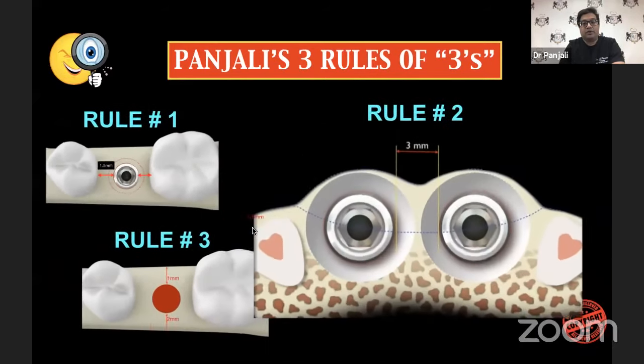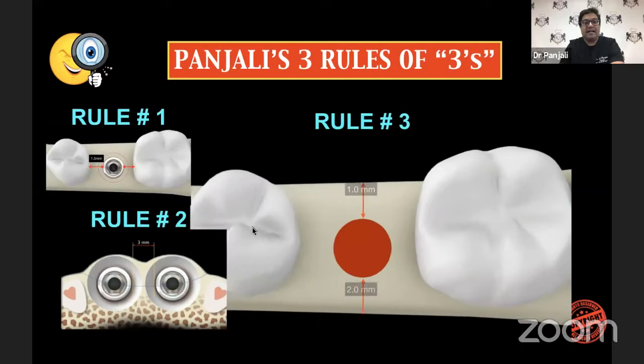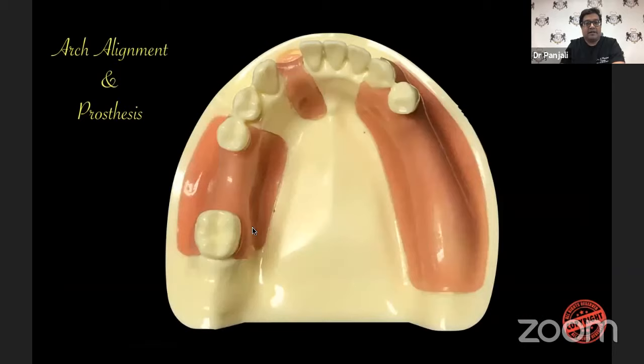Rule number 2, you should have about 3 millimeters if you're placing 2 implants side by side, and you should have 2 millimeters on the facial and 1 millimeter on the lingual available when you place your implants to get better results. So let's see how we plan our cases.